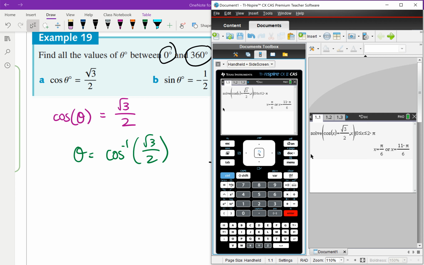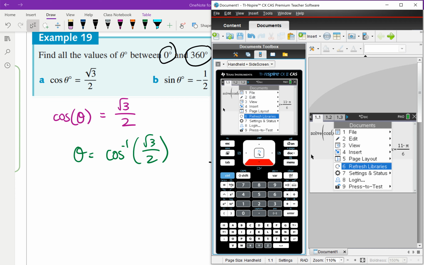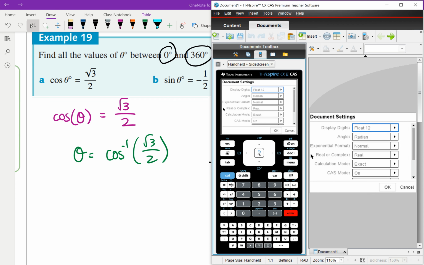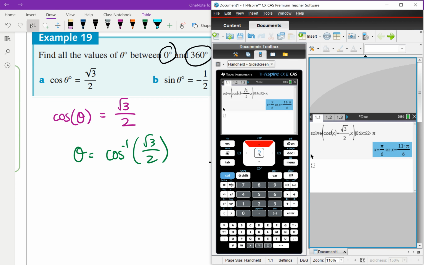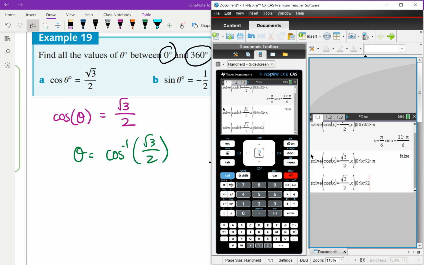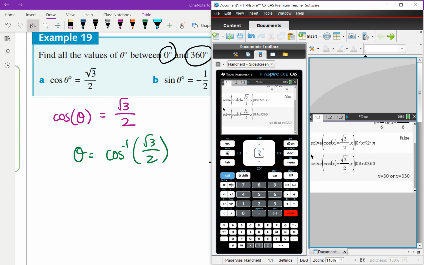If I change it to degrees, so I go to settings, document settings, and change the radian angle into degrees, and whoops, sorry, we have to change the domain to 0 to 360. There we go. You get 30 and 330. So it depends on what you want. Do you want it in degrees or do you want it in radians? That's what you can do.